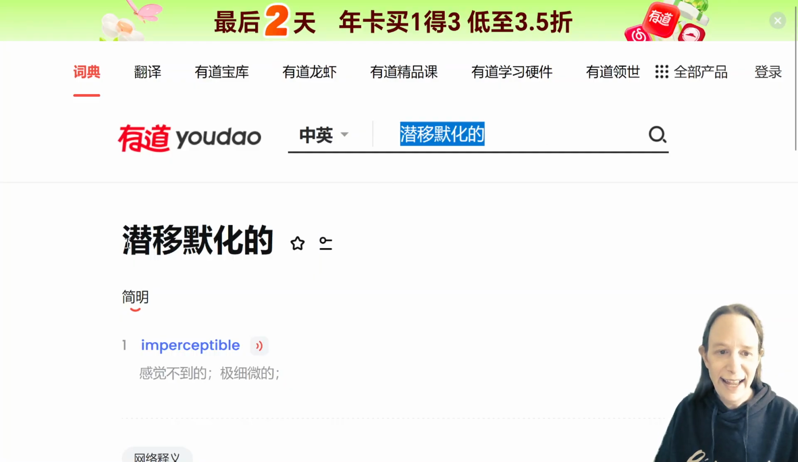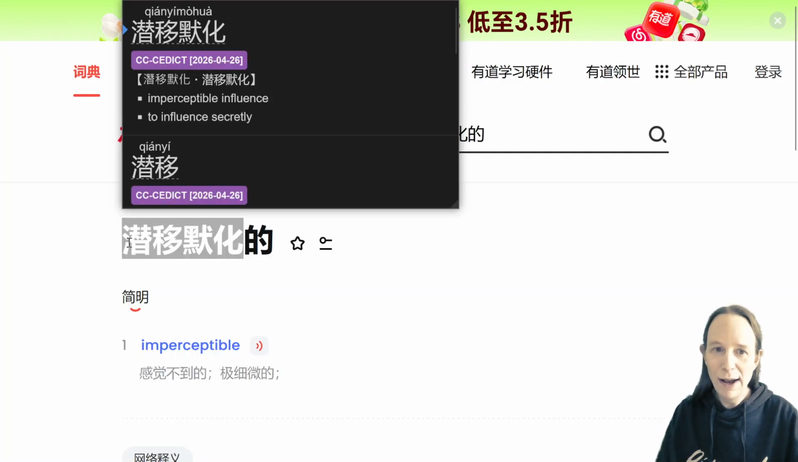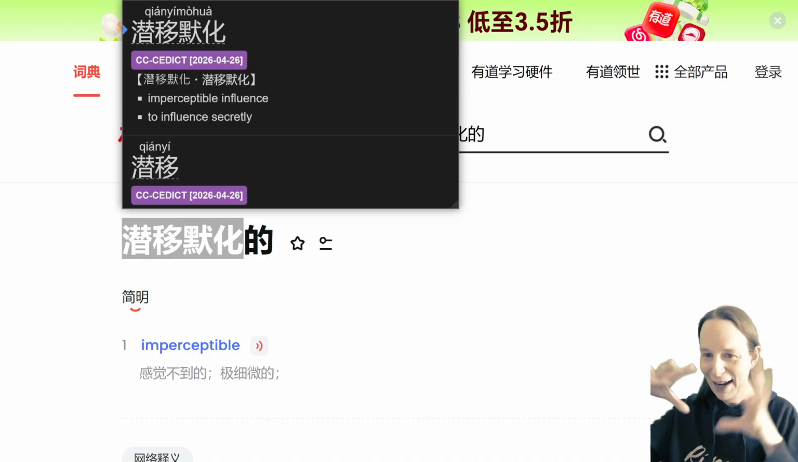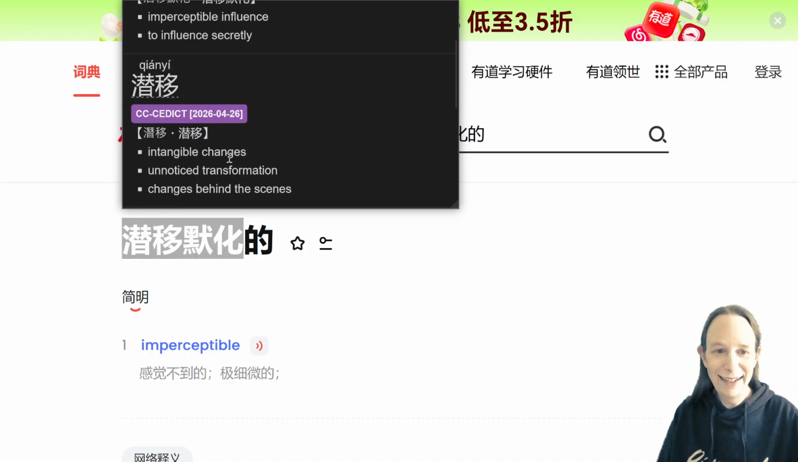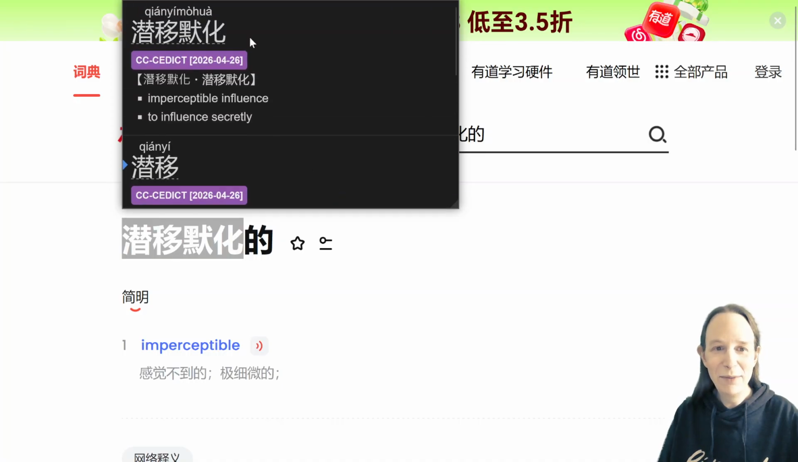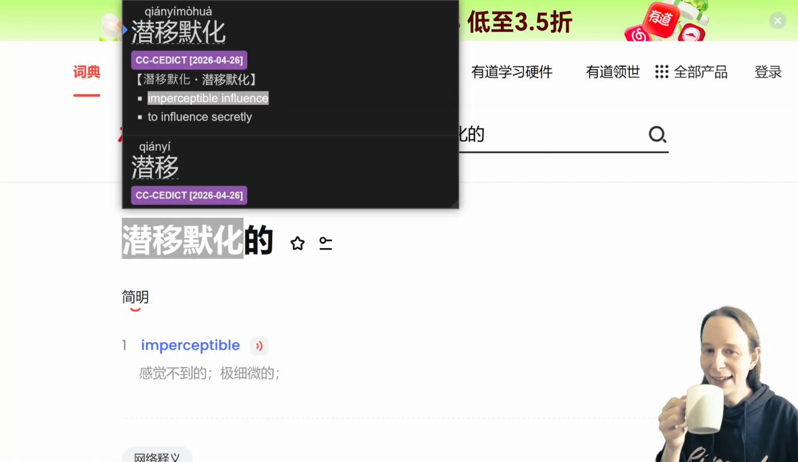Yeah, this is 前, a different one. 迁移默化, it's not that character. 前, this is kind of like implicit or under potential. 迁移默化. Changing behind the scenes. Some kind of imperceptible influence, such as a teacher on a student, that sort of thing.